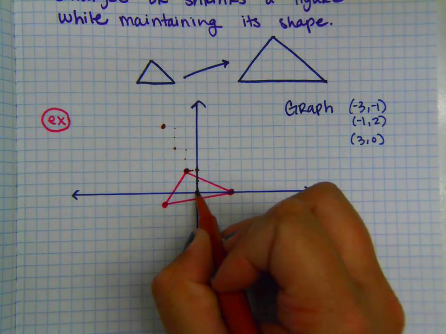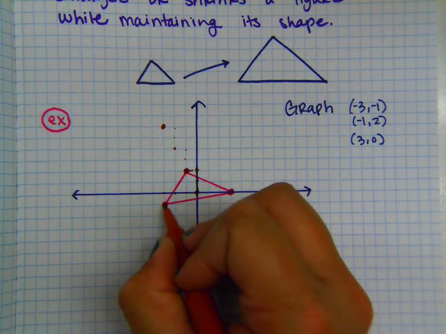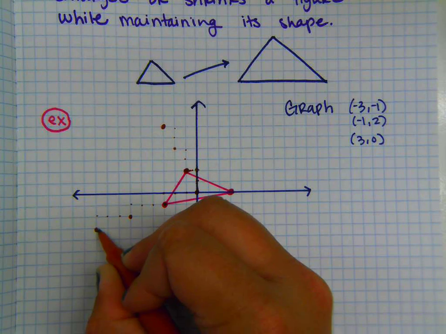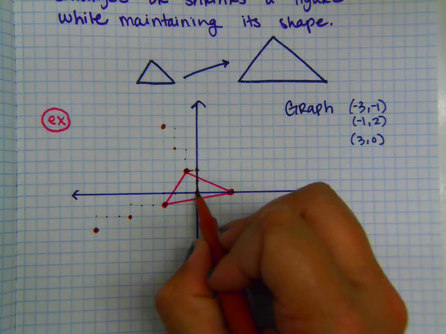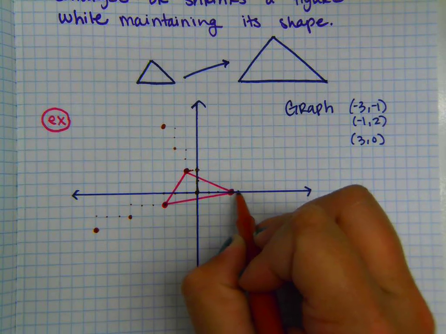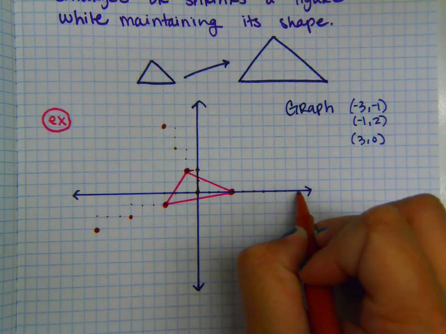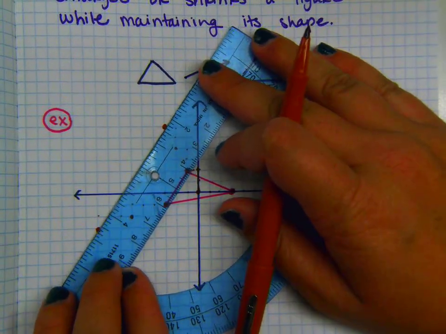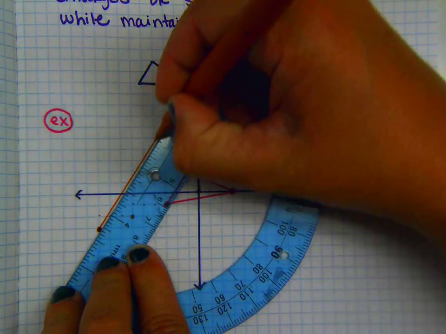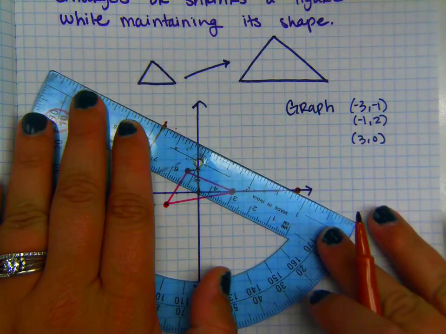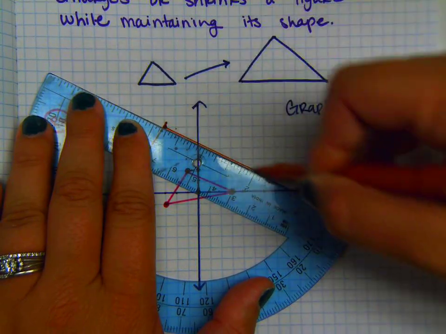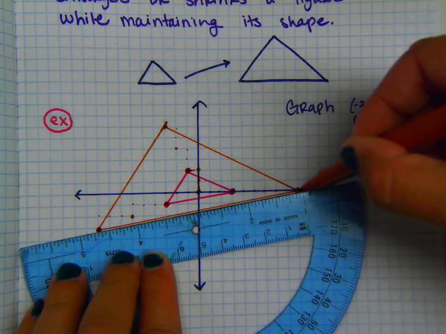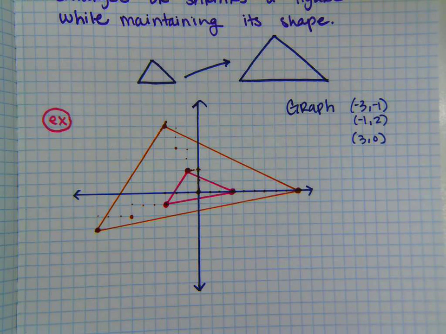Then we do the same thing here. This is over 1, 2, 3, down 1. So we're going to go over 1, 2, 3, down 1, over 1, 2, 3, down 1. And that's a factor of 3. Over here, we just go over 1, 2, 3. So we're going to go over 1, 2, 3 more, and then 1, 2, 3 more. And that's where our point would be. So I'm going to make that new triangle. Okay, that's that triangle at a factor of 3.